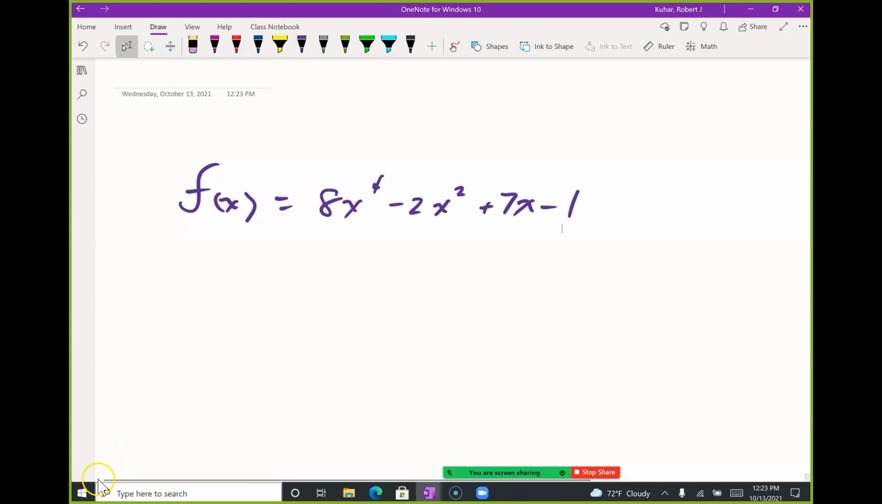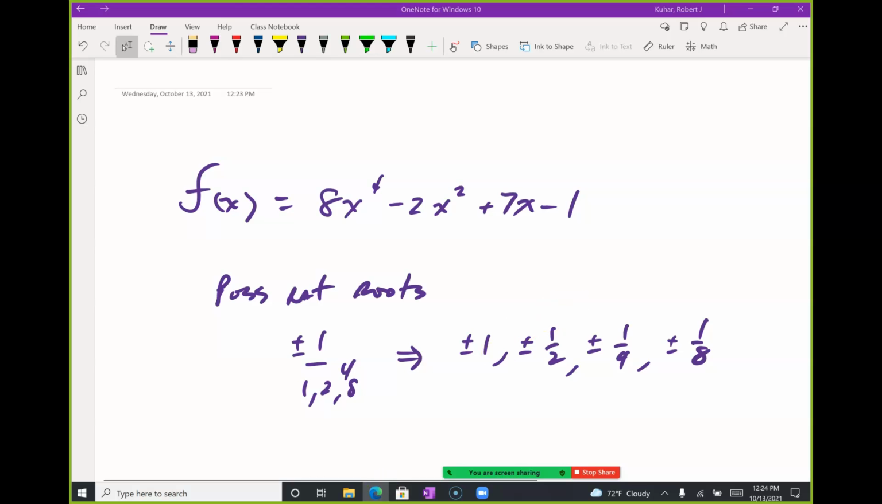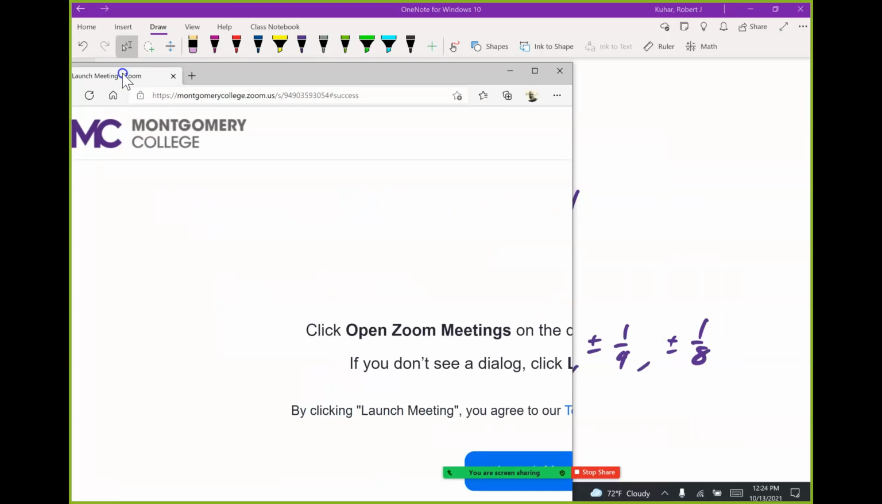So let's go to the graph, because that's how I want you to start. Now, of course, there are possible rational zeros, right? Possible rational roots of plus or minus 1 over 1, 2, 8. So I've got plus or minus 1. Plus, you forgot 4. Oh, thank you. Plus or minus 1/2, plus or minus 1/4, plus or minus 1/8. And so I'm going to look at the graph and figure out which one I want to start with. So that's where I'm going here. I'm going to go to Desmos. Unless somebody wants me to do it on my TI-83.